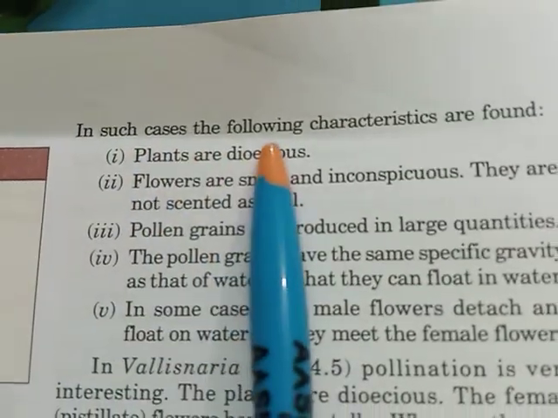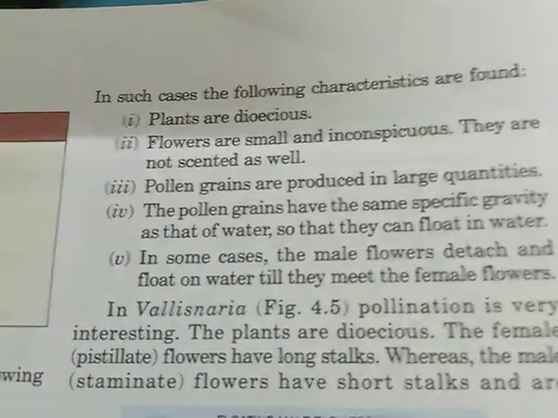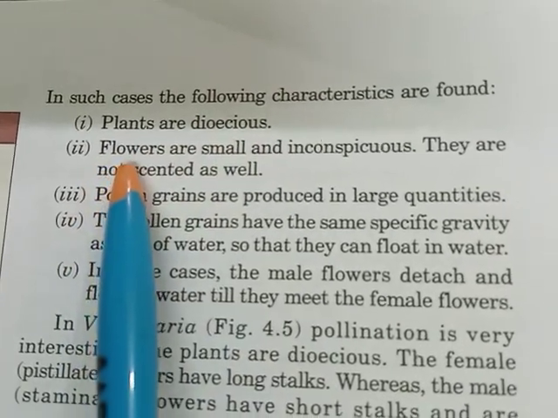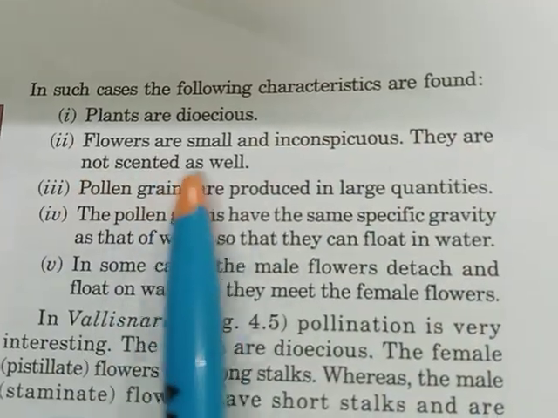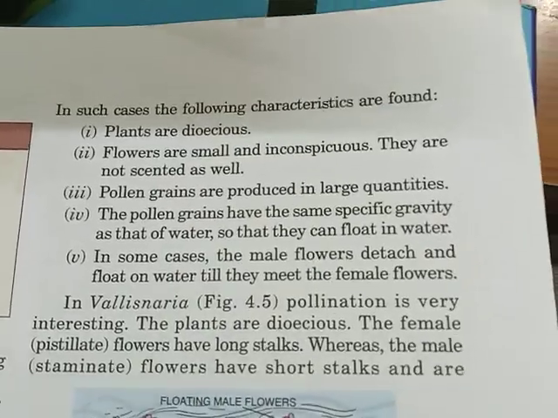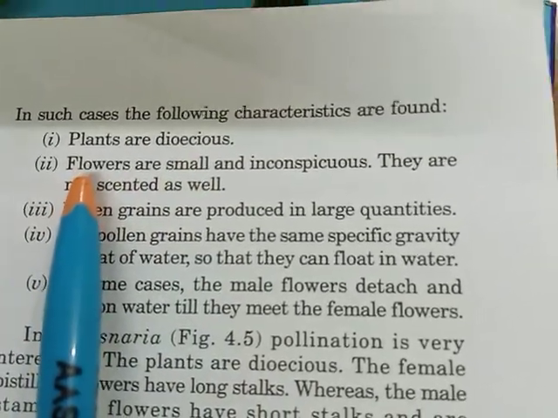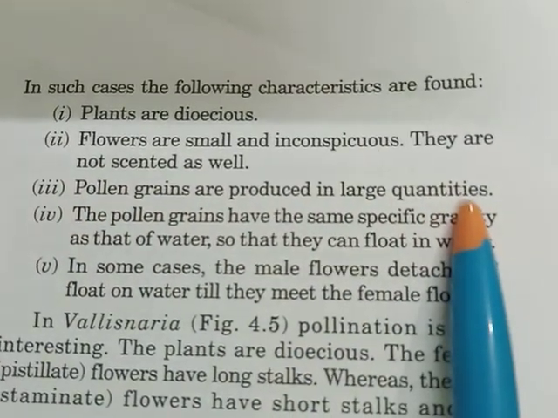Now we will study the characteristics of hydrophily. Plants are dioecious, flowers are small and inconspicuous. They are not scented as well. The plants are dioecious, that means male and female flowers are borne on different plants. They are not scented. Pollen grains are produced in large quantities.